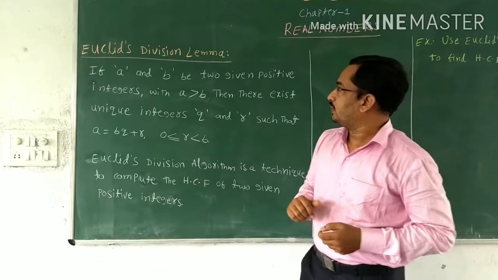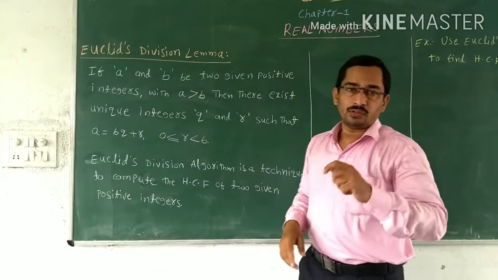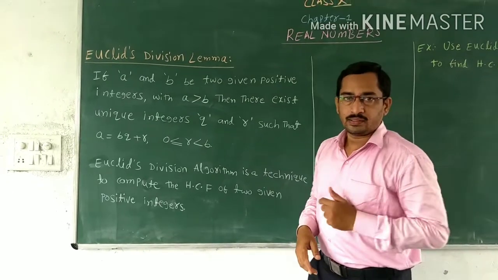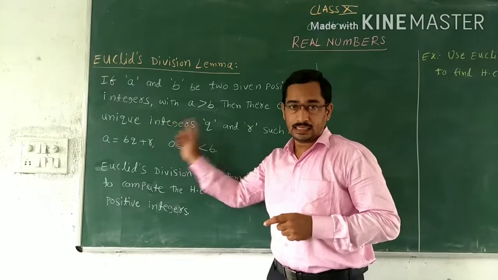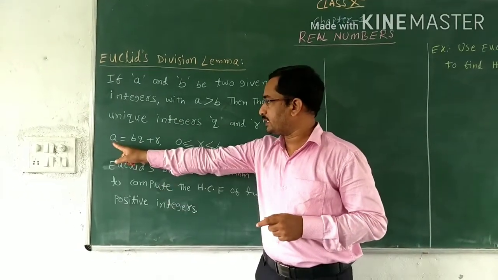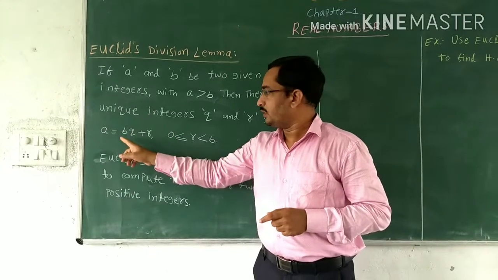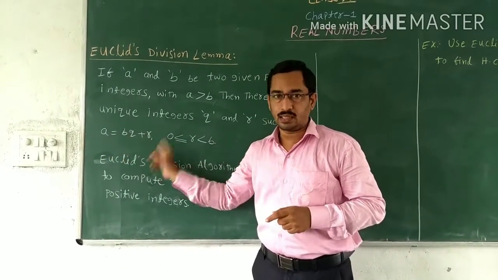So what is the Euclid division lemma? It means that for any given two integers A and B, we have to identify or calculate the two numbers Q and R. These are unique integers, and Q and R satisfy this condition, meaning by expressing A in terms of B, we have to find Q and R, where A equals BQ plus R.